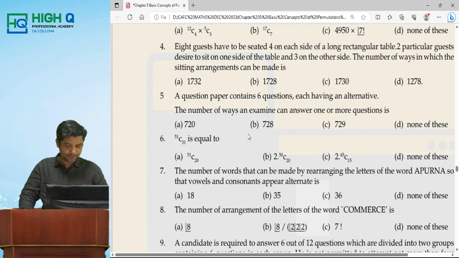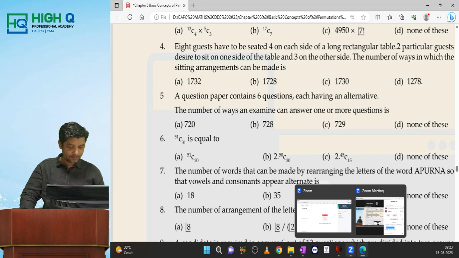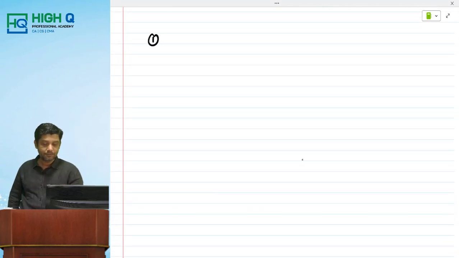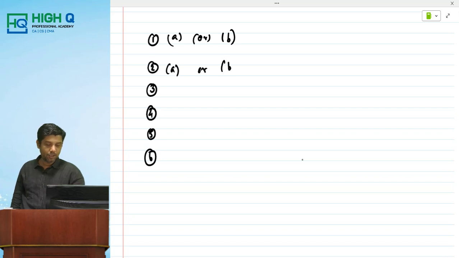Okay. Now let us understand the question. A question paper contains how many questions, my dear? Am I right? Each having an alternative. What is each having an alternative? The first question will have A or B, any one to be applied. Am I right, my dear? Either A or B.